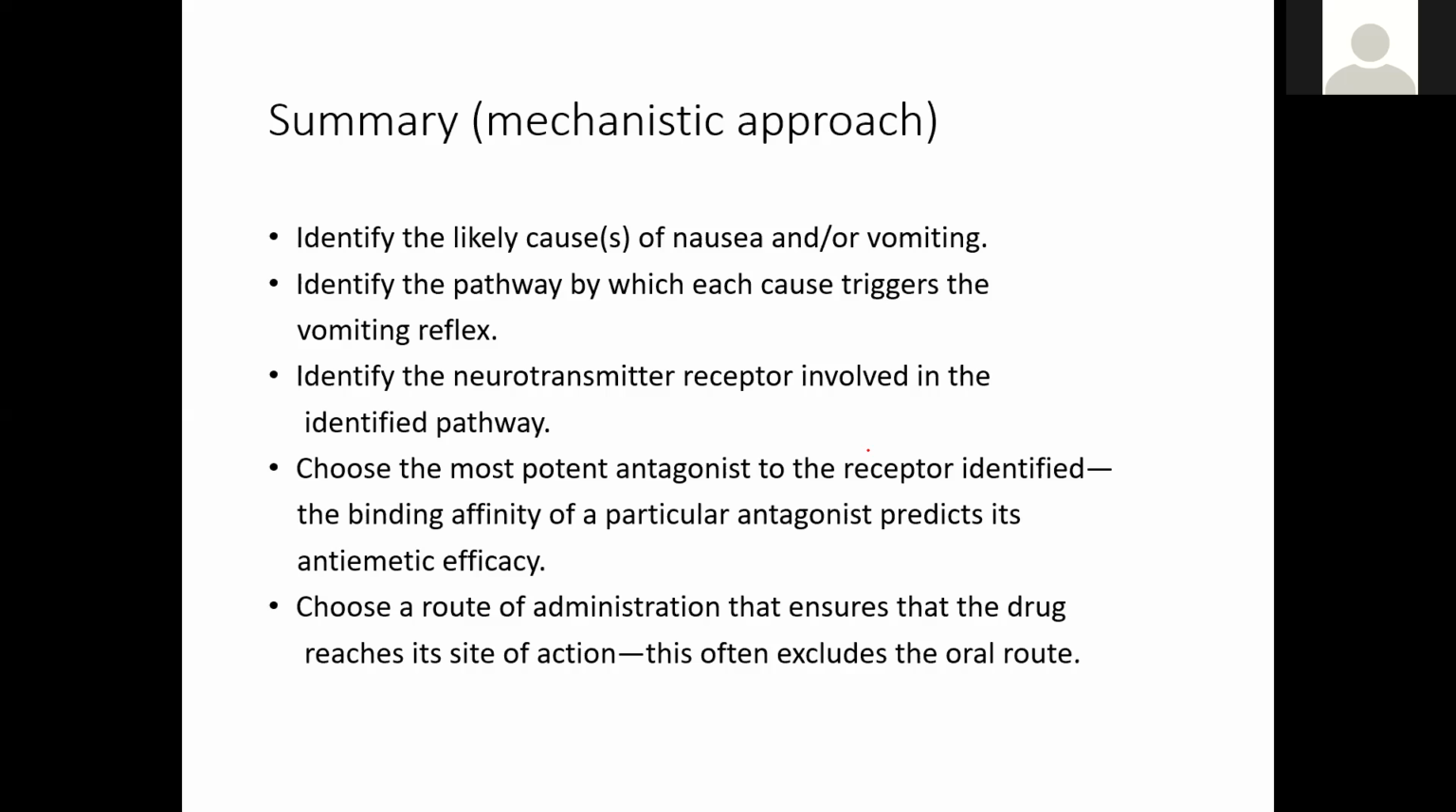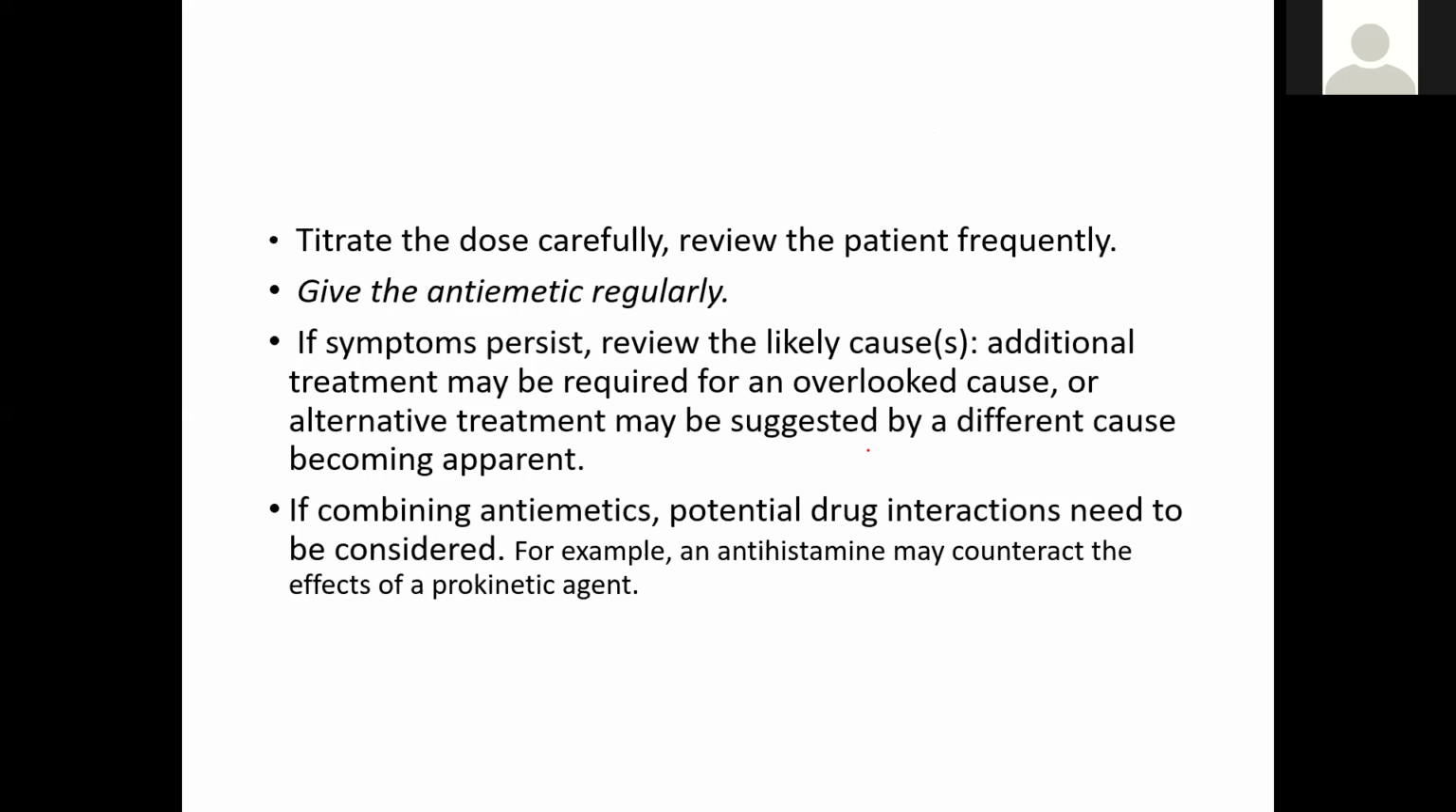And if you know the receptor, then you need to understand which is the strongest antagonist that can be used so that we can get a good antiemetic effect. The next point would be to choose a route of administration. Usually we may need to exclude the oral route because if the patient is vomiting, you can't just administer an oral drug. So we have to choose the route wisely, titrate the dose carefully, and review the patient.